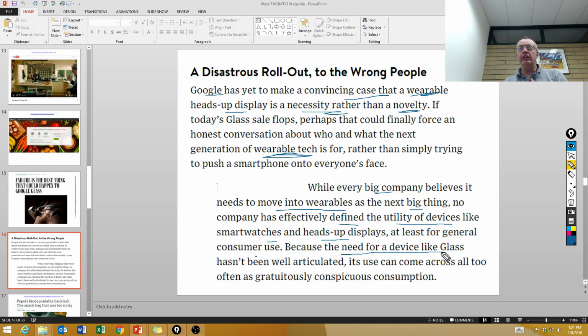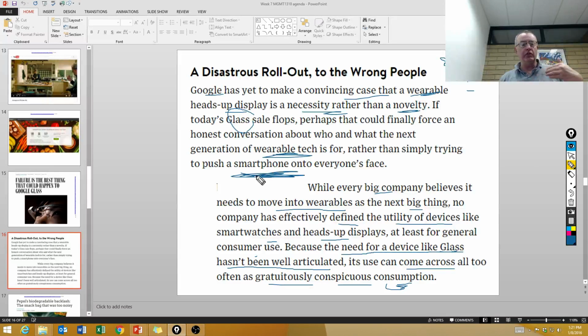Because the need for a device like the Google Glass has not been well articulated, its use can come across often as gratuitously conspicuous consumption. And that means Google was really trying to sell these Google Glasses on the basis of being status symbols. You could buy these things for $1,500 a piece and look like an idiot walking down the street. But consumers didn't tell Google that they wanted these wearable computers.